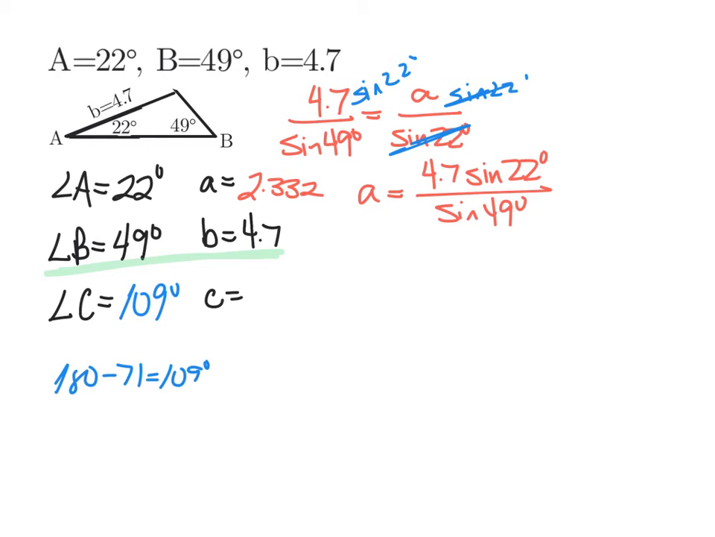And let's do the same thing for C. We'll start with our fraction that we have the pair for, 4.7 over the sine of 49 degrees is equal to C over the sine of 109 degrees. To solve this, we're going to multiply both sides by that sine of 109.